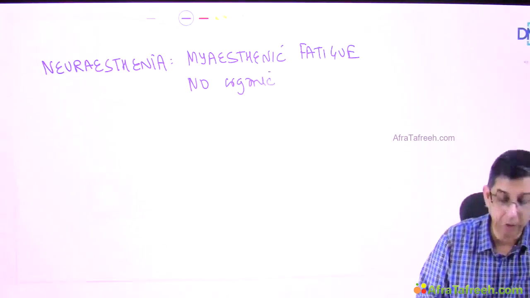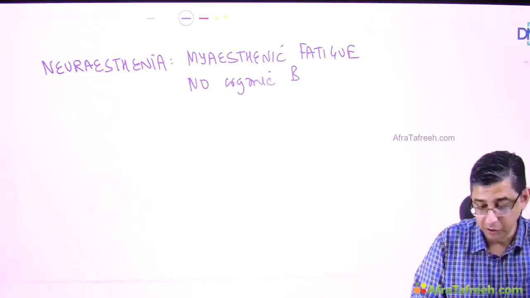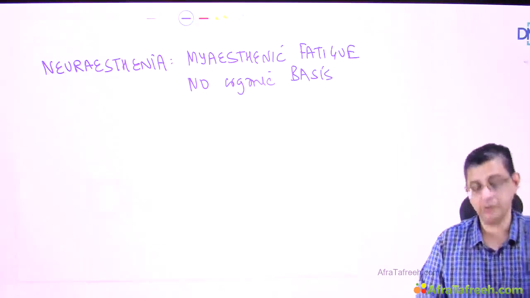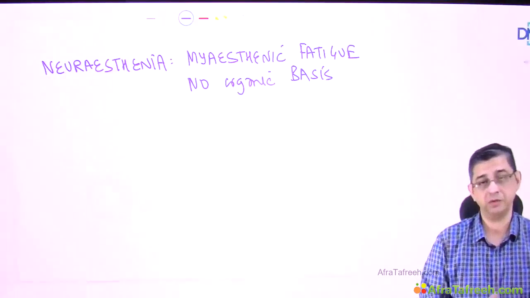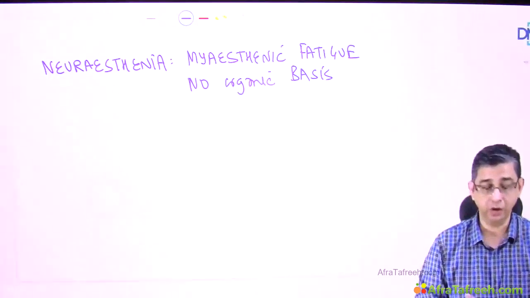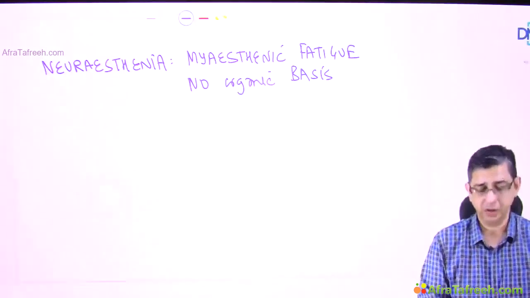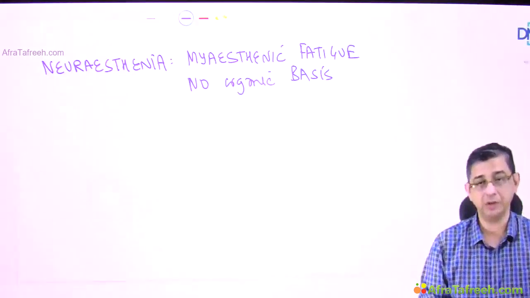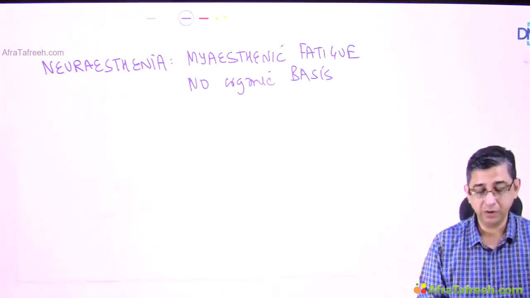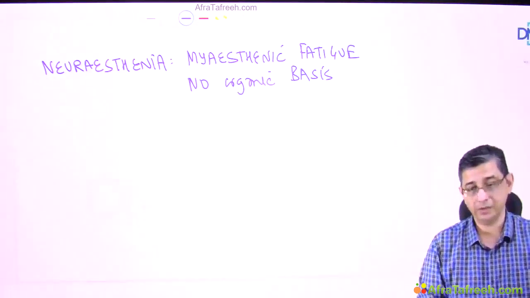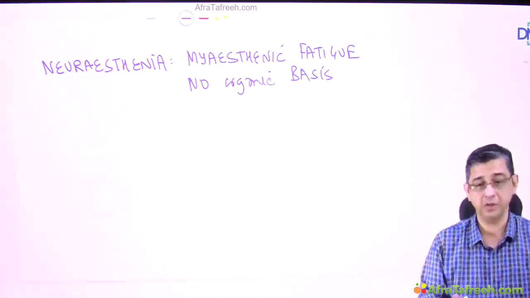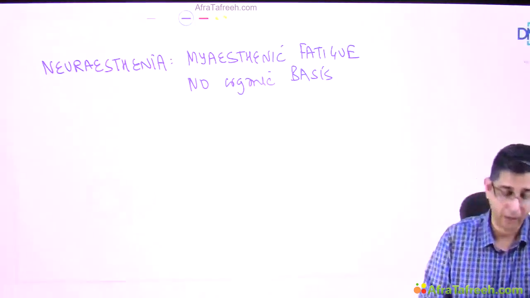The testing of the patient will be normal, and the history of this patient will keep on changing. Sometimes the patient will say I'm weak in the morning, sometimes weak in the afternoon, sometimes weak in the evening, and you will find a discrepancy every time. Or the patient will just be, I'll put it like this, a plain lazy person. He or she is having symptoms that might look like those of myasthenia gravis, but there's no organic basis behind the development of the disease.